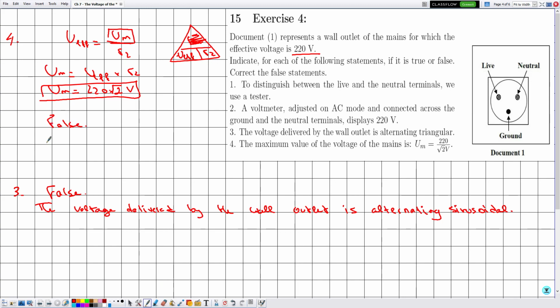And now let's rewrite it correctly. The maximum voltage, or the maximum value of the voltage of the mains, is UM equal to 220 square root of 2 multiplied by V, or 220 square root 2 volts. So this is it for exercise number 4.